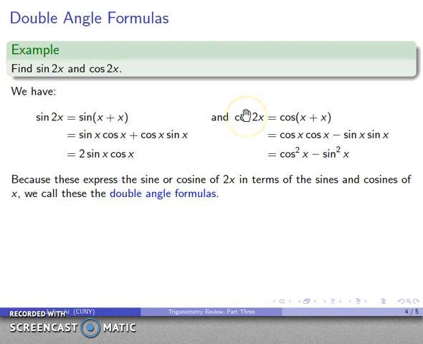And because I can express the sine of 2x in terms of the sine and cosine of x, and likewise the cosine of 2x in terms of the sine and cosine of x, these are called the double angle formulas. Generally speaking, they're not really worth committing to memory because anytime we actually need them, we can derive them, and it's a useful way of remembering what the angle addition formulas are. But we do run into them often enough that after a while, after using them a couple of times, you'll remember sine 2x is 2 sine x cosine x, and so on.